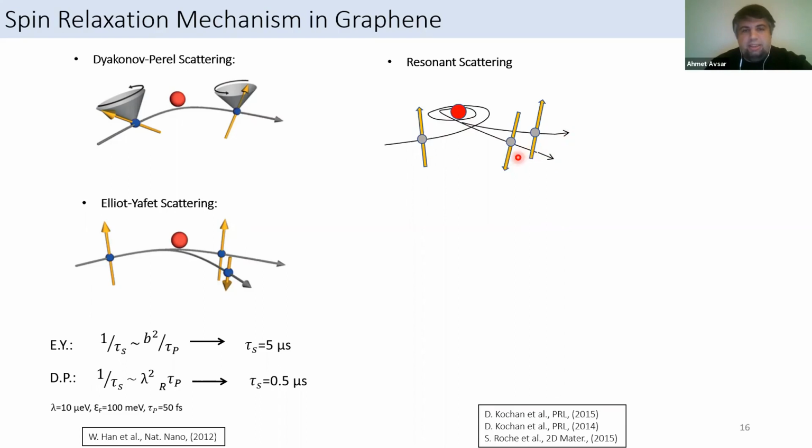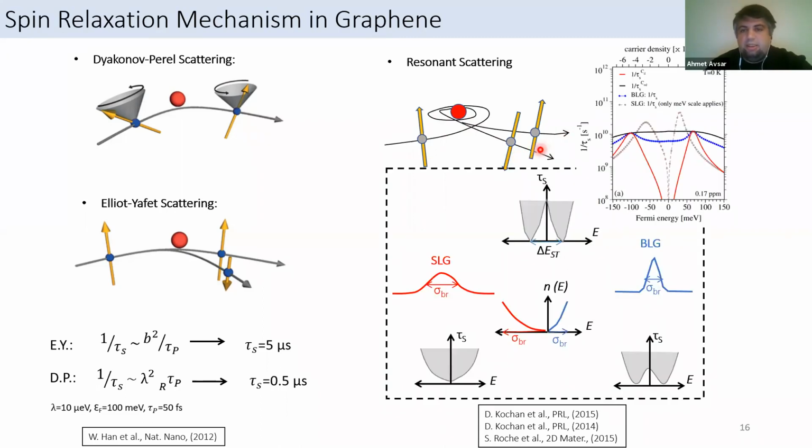And by using this simple idea, Denis Kochan and Jaroslav Fabian's group could already obtain the spin lifetime values that we observe experimentally. And in this study, there was also an interesting suggestion for the experimentalists. So the idea is the following.